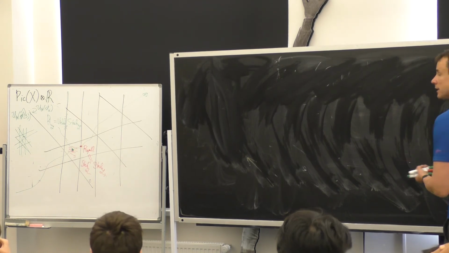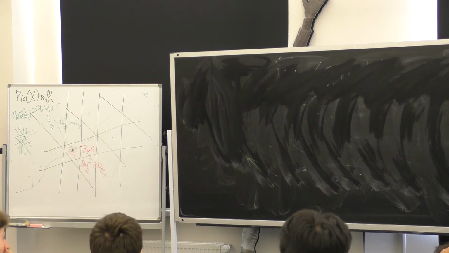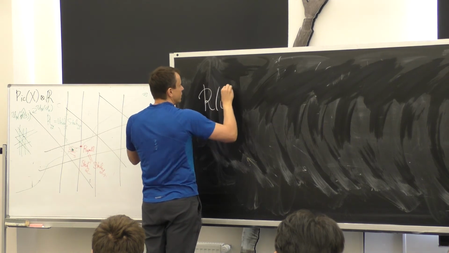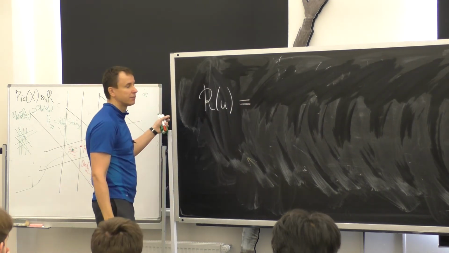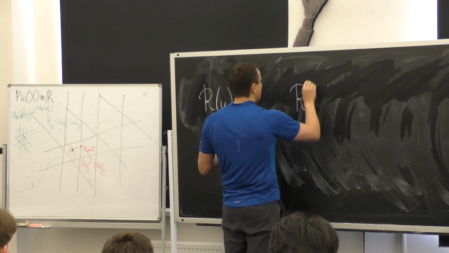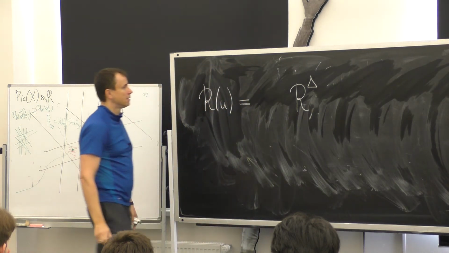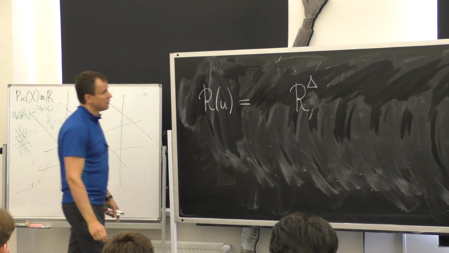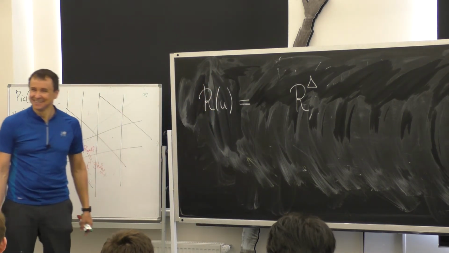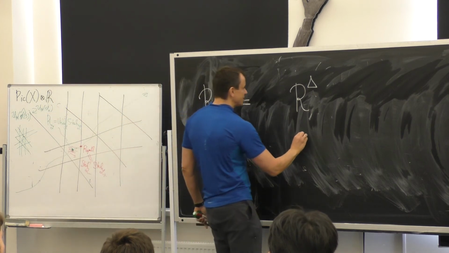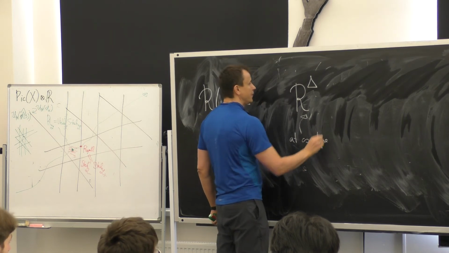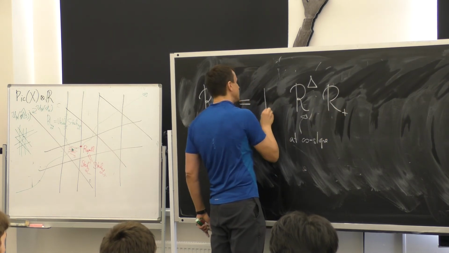So in Pasha's lecture, we had this factorization where the R matrix R of U had this product form. There was the R, maybe I'll write R delta, for Drinfeld, I guess. This is the R matrix at infinite slope. And then there's R plus and R minus.